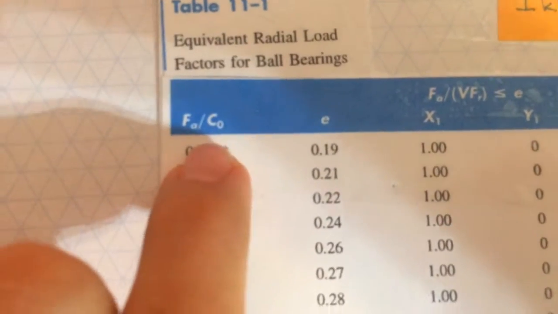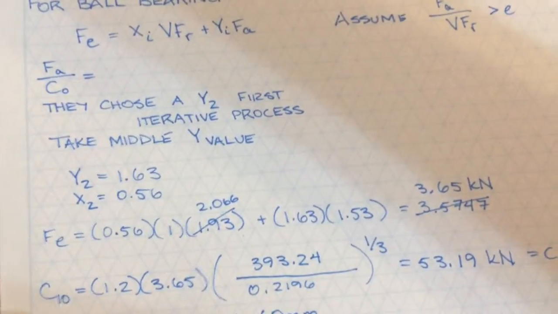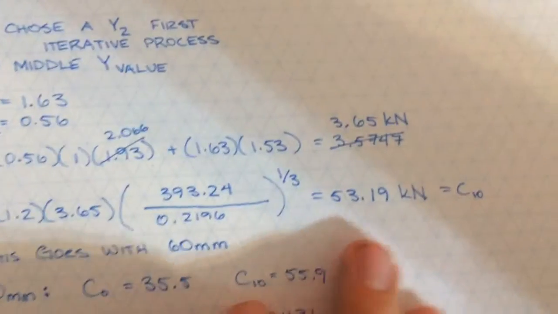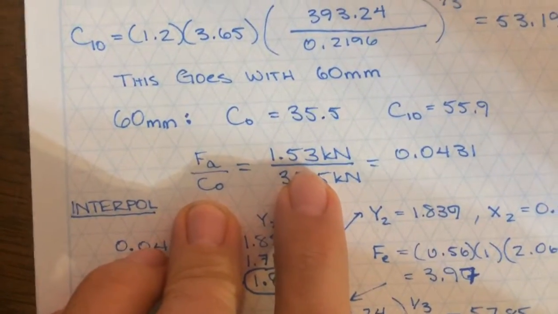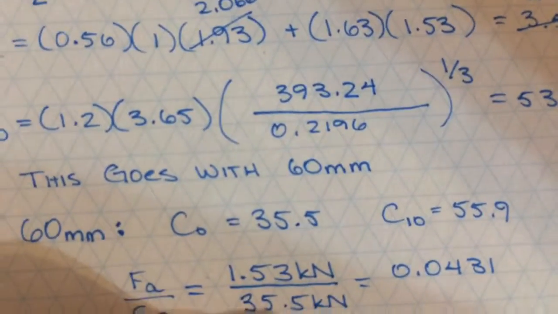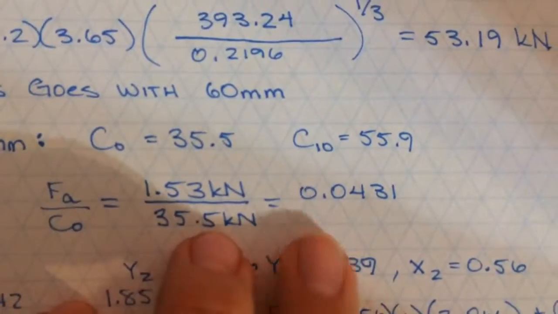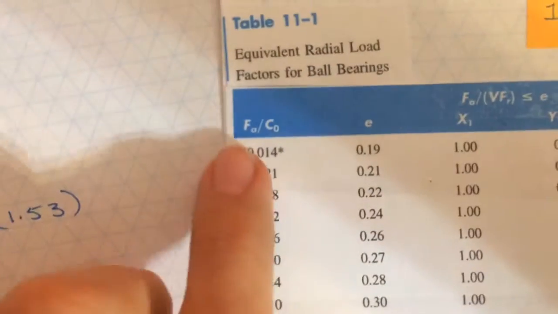So C0 is good to know because we want the FA over C naught. And we got 53.19, C0, FA over C naught. FA is 1.53. Still, that's just from our calculation. C naught is 35.5 from the thing that we just figured out, from the 60 millimeter. And then that's going to be 0.0431. All right.